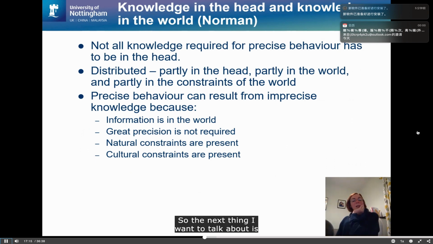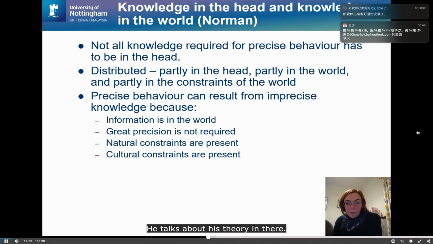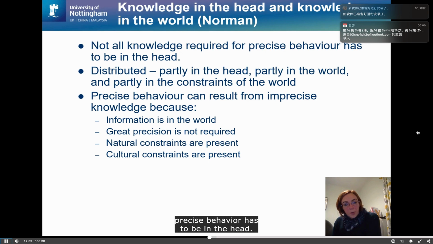So the next thing I want to talk about is a really nice little notion that I think I've mentioned in some of the previous presentations as well, which is the notion of knowledge in the head and knowledge in the world. If any of you have read The Psychology of Everyday Things book by Donald Norman, he talks about this theory in there. And his point is, not all knowledge required for precise behaviour has to be in the head.